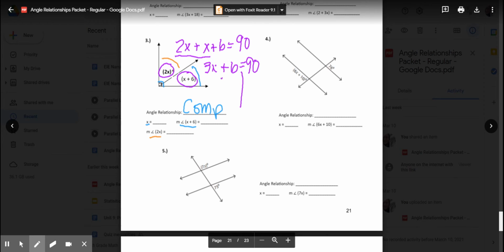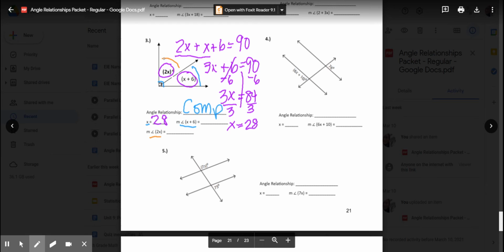So first I'm going to subtract the constant from both sides, and I get 84 on the right. And then on the left, when the 6 is gone, I have 3x left. So now I need to divide by the coefficient, and I get x equals 28. So x equals 28. Now, neither one of these angles is 28. So how do I find the angle measures?